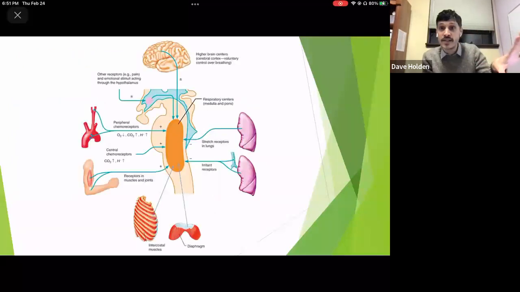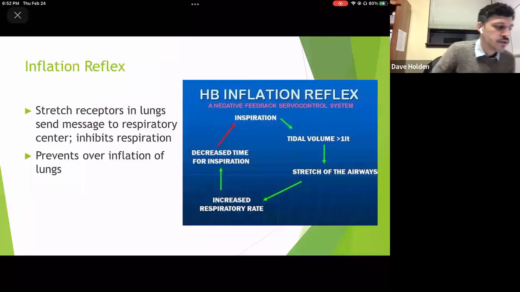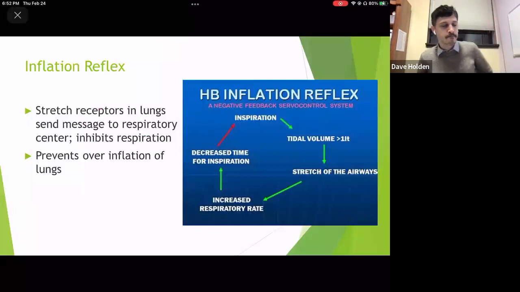Cool. Chemoreceptors, fun stuff. Lungs also have stretch receptors, which detect and tell the brain how inflated they are, how stretched that tissue is. The stretch receptors in the lungs do have an inflation reflex, which is triggered by a negative feedback system. For more information on negative feedback, see your endocrine system. The whole endocrine system is nothing but positive and negative feedback loops, just over and over and over. Super complicated system.